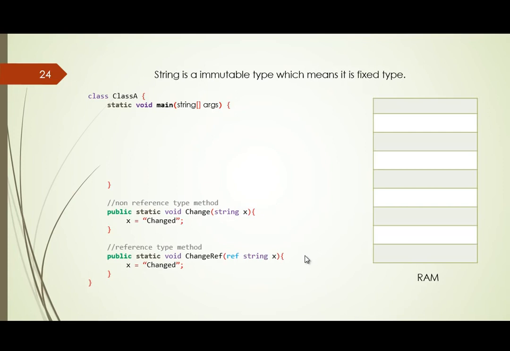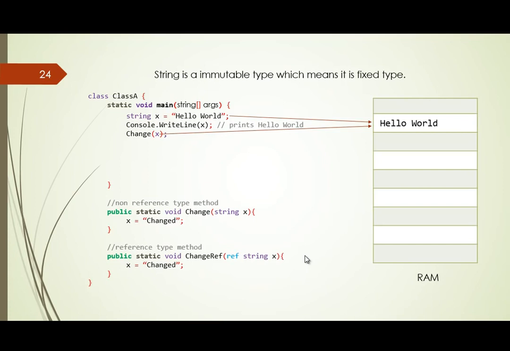So let's see in terms of memory what happens. When you say string x equals hello world, it really creates a new string in memory, hello world. So when you call Console.WriteLine, it really prints the hello world from that memory heap. So when you call change, it really passes the reference of the location into the function here.